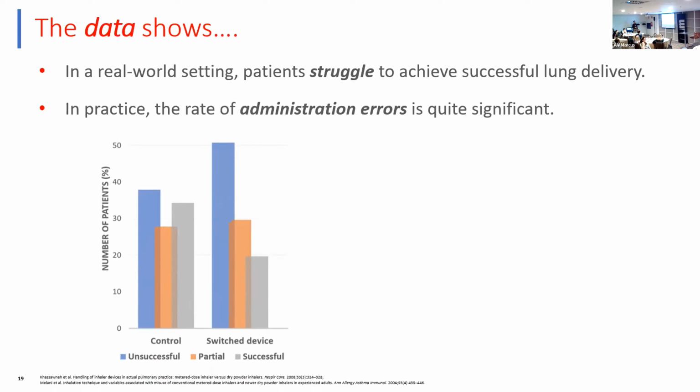This is related to a patient that was used to one device and switched to another device. And you can see the blue bar, unsuccessful delivery; the middle bar, the orange one, partial successful delivery; and the gray one, successful delivery. And you can see that when the patients were switching from one device to the other, there was a higher rate of unsuccessful delivery.